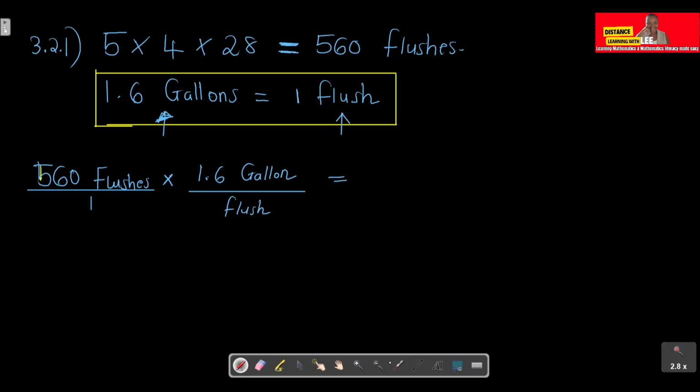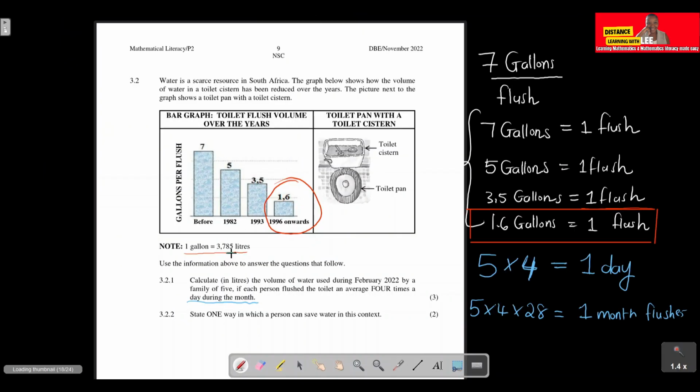And then what happens now? What are you seeing? Because I've written it as a fraction, you see that the flushes cancel. If you take 560 and multiply that by 1.6 divided by 1, you will get that this family uses 896 gallons of water per month, just by flushing. But remember, the question wants us to calculate in liters the volume of water that was used by this family.